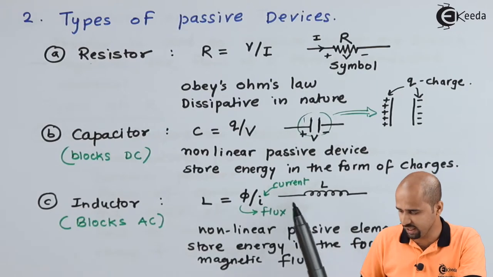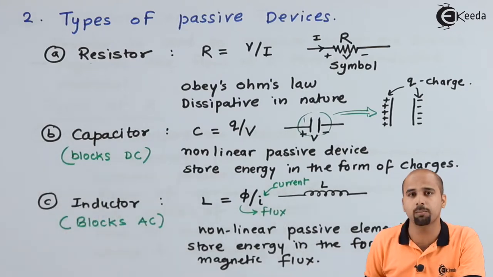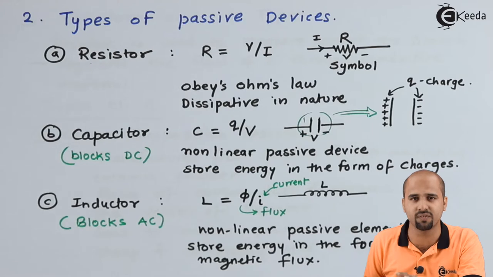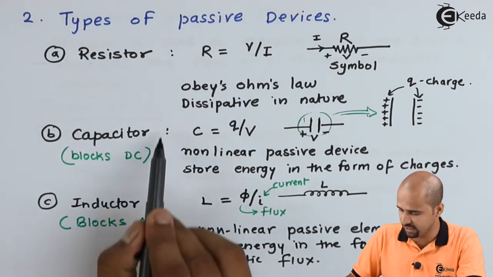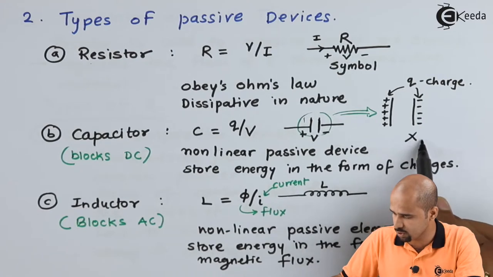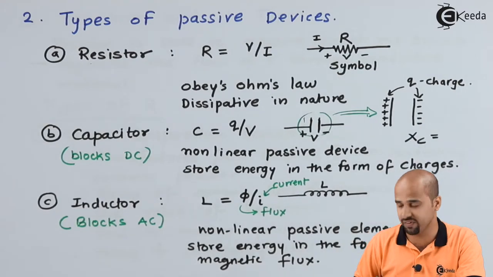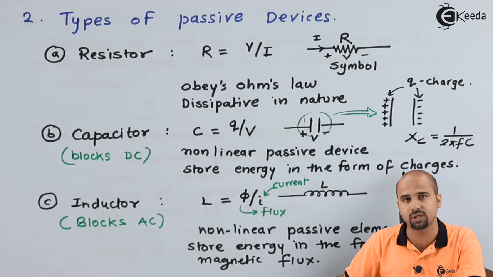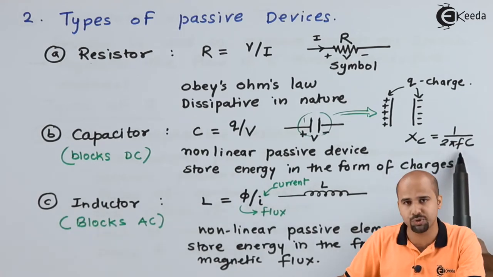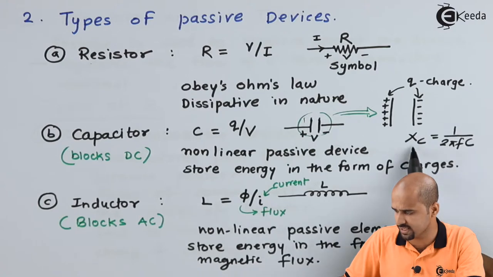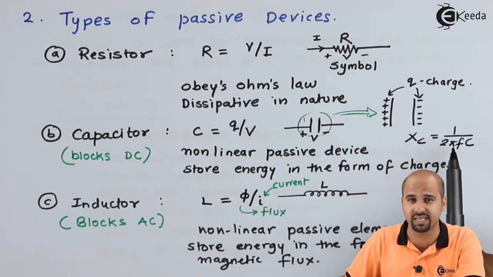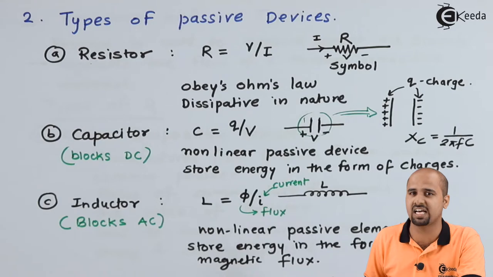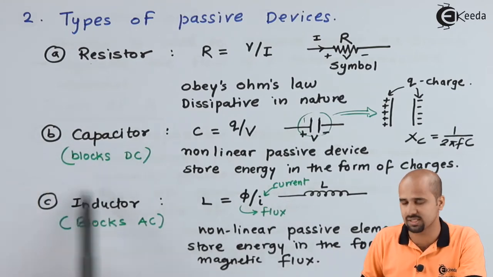In short, a capacitor blocks the DC signal and allows AC signal to pass. The basic fundamental of the capacitor is that it gives you XC, the capacitive reactance, which is 1 upon 2 pi F into C. Now for DC, F is equal to 0. So XC, the capacitive reactance, will be infinite, and the capacitor will act as an open circuit. So for DC signal, my capacitor acts as an open circuit, and that is why it blocks DC.